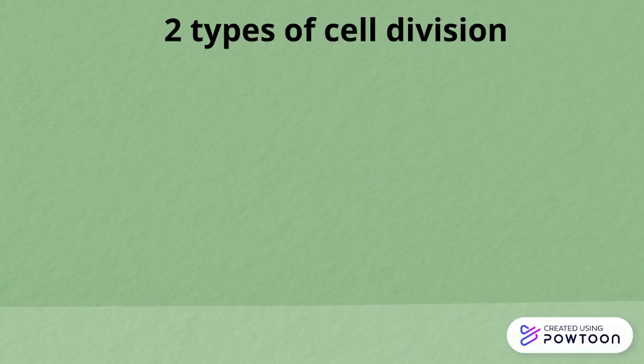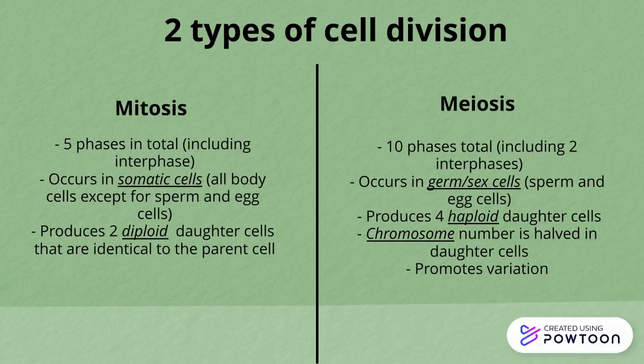There are two types of cell division, mitosis and meiosis. Mitosis has 5 phases in total, including interphase. It only occurs in body cells, which are all cells in our body except for sperm and egg cells. They are also called somatic cells. Mitosis produces 2 diploid daughter cells that are identical to the parent cells.